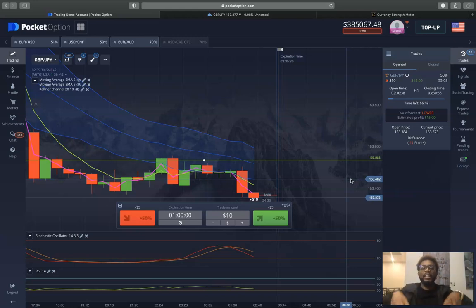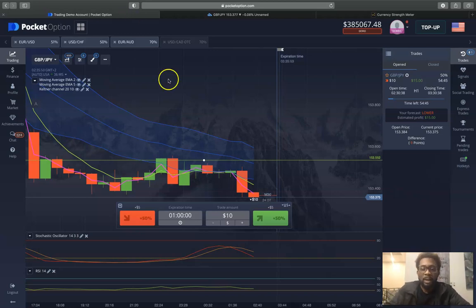Yo, listen, this is a part of the checklist, guys. My checklist is I am not taking no trades with less than a 75% payout. I don't care how good it looks. I am not taking the trade if it's less than 75%.